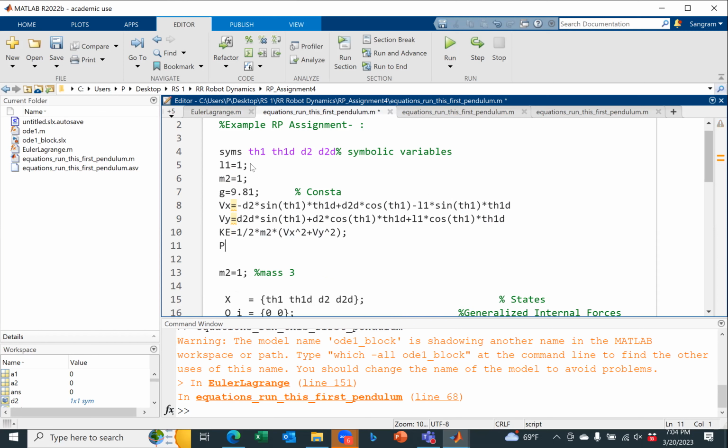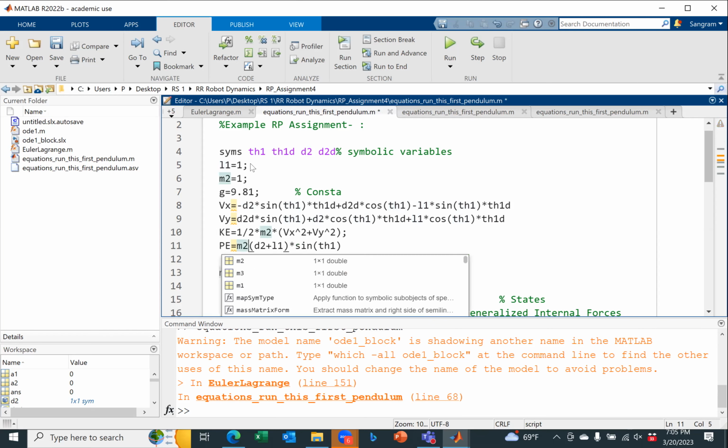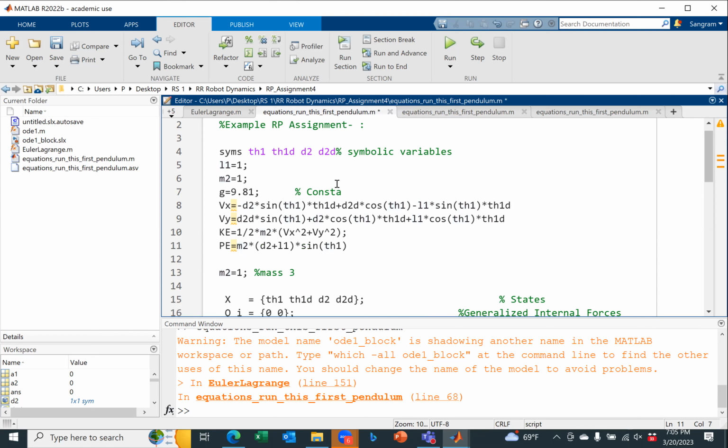The potential energy is equal to, this is my datum. So this is at the distance d2 plus L1, d2 plus L1 sine theta 1, and multiplied by M2. Are you with me so far?